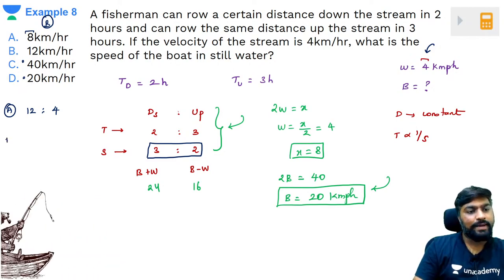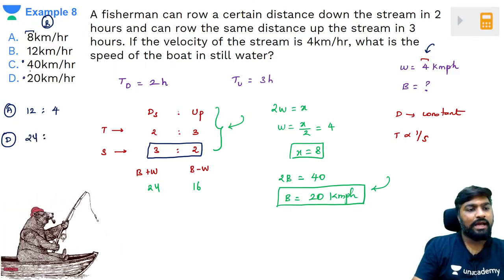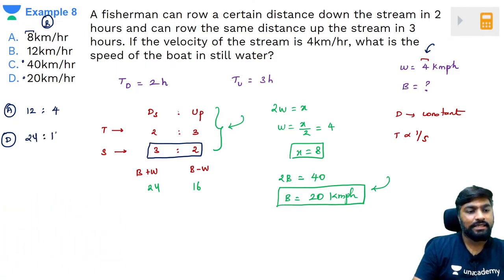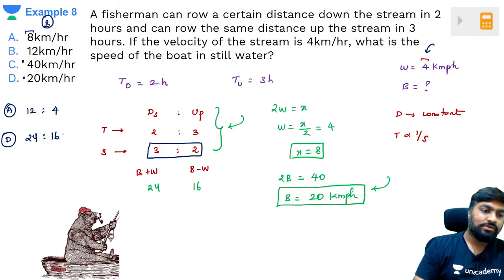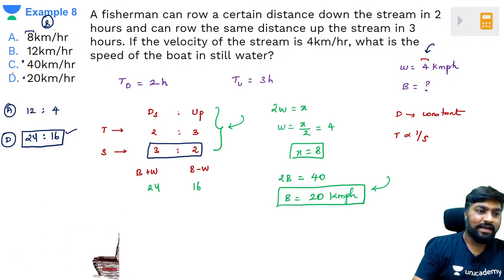If we try with 20 directly, what will happen? 20 plus 4 is 24, and 20 minus 4 is 16. Is it in the ratio 3:2? Very well. That means this is our answer.